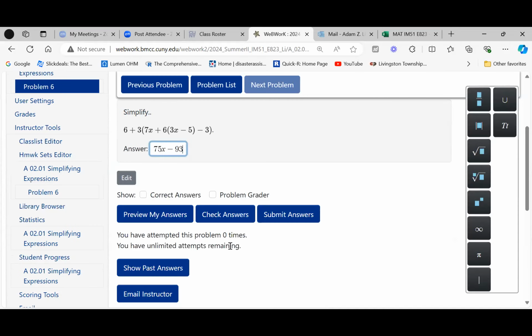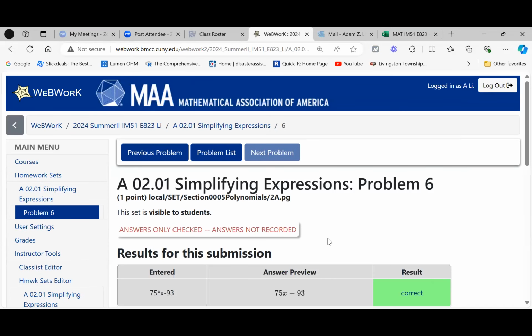Okay, so that checks the answer. Yeah, it's the correct answer.